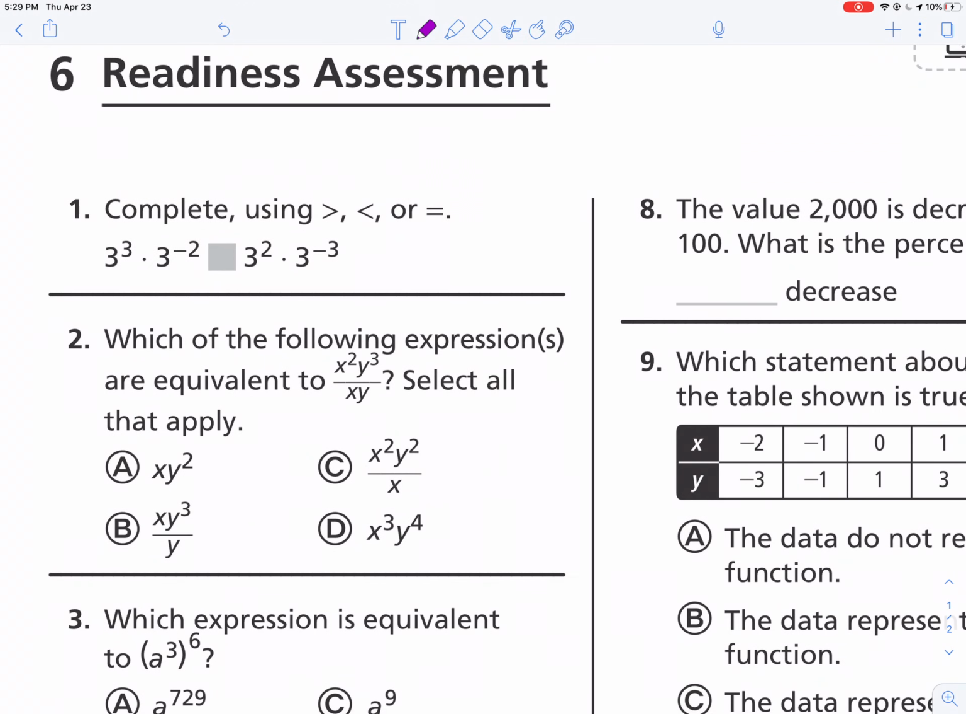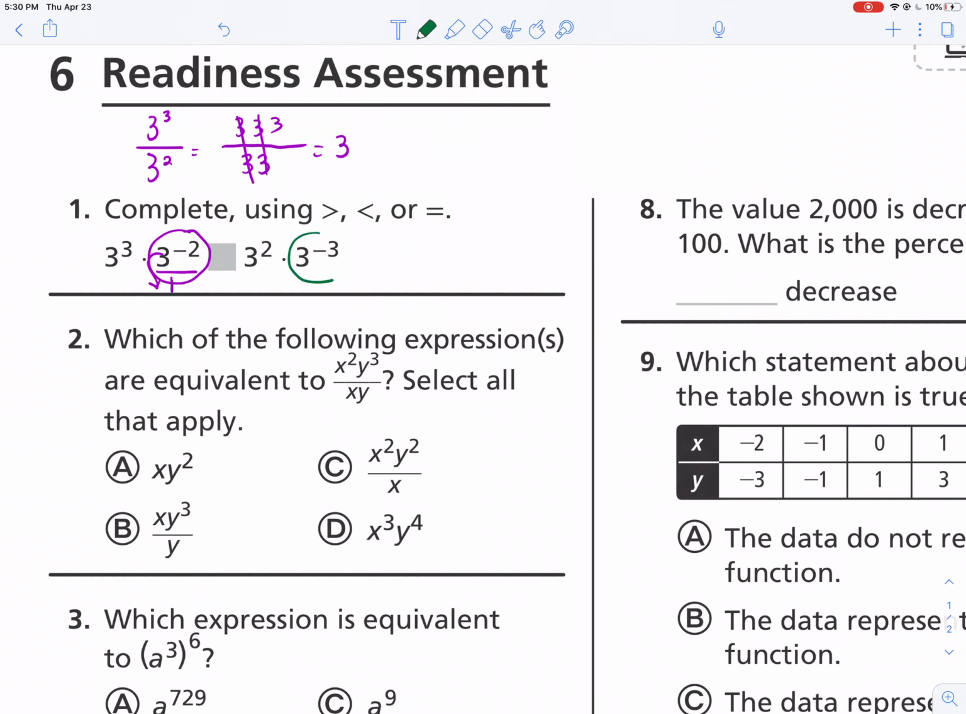Question 1, we have to determine if it's greater than, less than, or equal to. If you remember, when we have negatives, like 3 to the negative 2 on top, in order to make it positive, we're going to move it downstairs. So I have a 3 to the third on top over a 3 to the second. If I rewrite that, that means I have 3 3s on top and 2 3s on bottom. So these cancel out, and I'd end up with just 3.